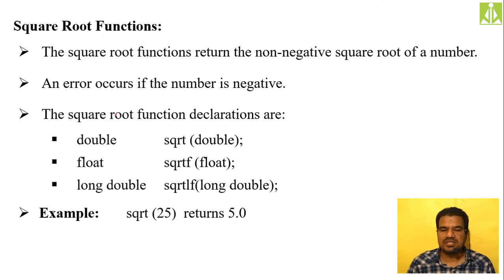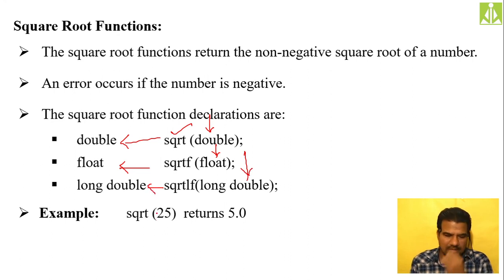The square root function: whatever number you want to find the square root of, simply pass it as an input to the sqrt function. The function name, as you can see over here, sqrt for double: give input double, take output double. Same thing, sqrtf: give input float number, get output float number. sqrtl: give input long double, take output long double, likewise. So if I am calculating the square root of a double number, 25, I will get 5.0.